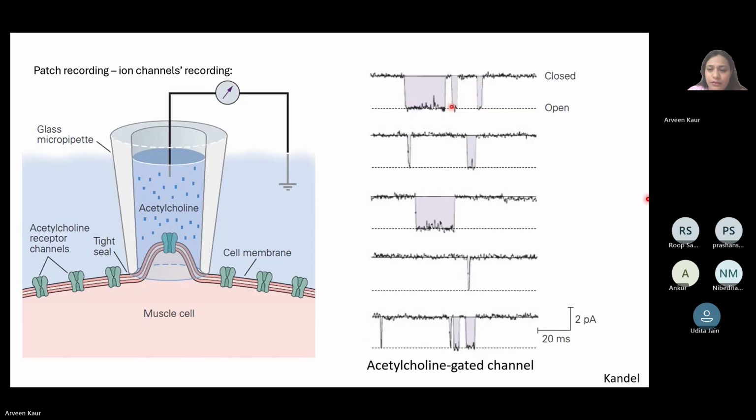And this could be the output of such a recording, right? So if this line depicts the channel being closed, this line depicts the channel being open, right? So over here, you can see that there was a significant amount of time when the channel was open, and in between that, there was a burst in which it was open also, right? Like these are the different kinds of recordings that you can get from the channel, right? This is an example from an acetylcholine gated channel.